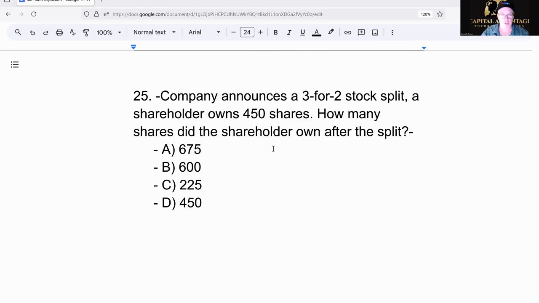A company announces a 3-for-2 stock split. A shareholder owns 450 shares. How many shares did he own after the split? So we do 3 divided by 2, which equals 1.5, times the 450. 675. Letter A is the answer.